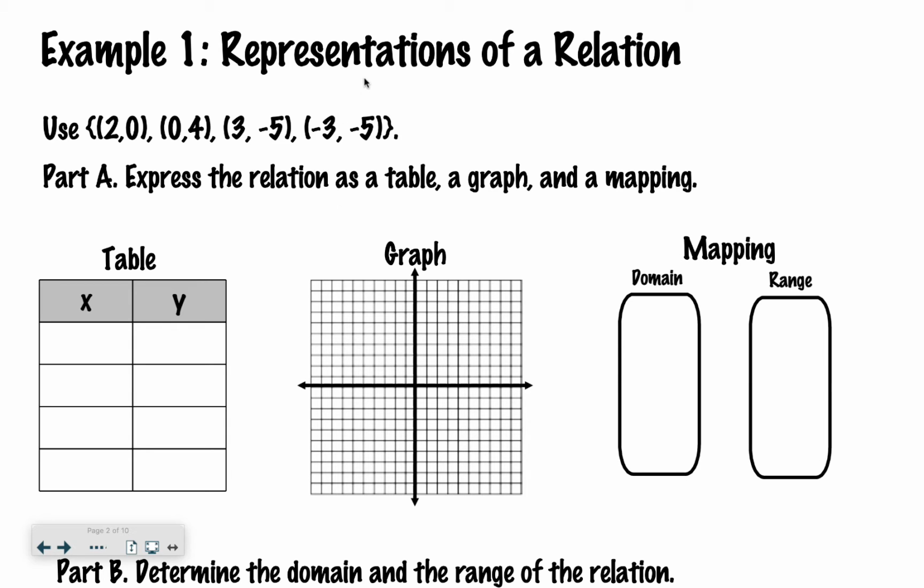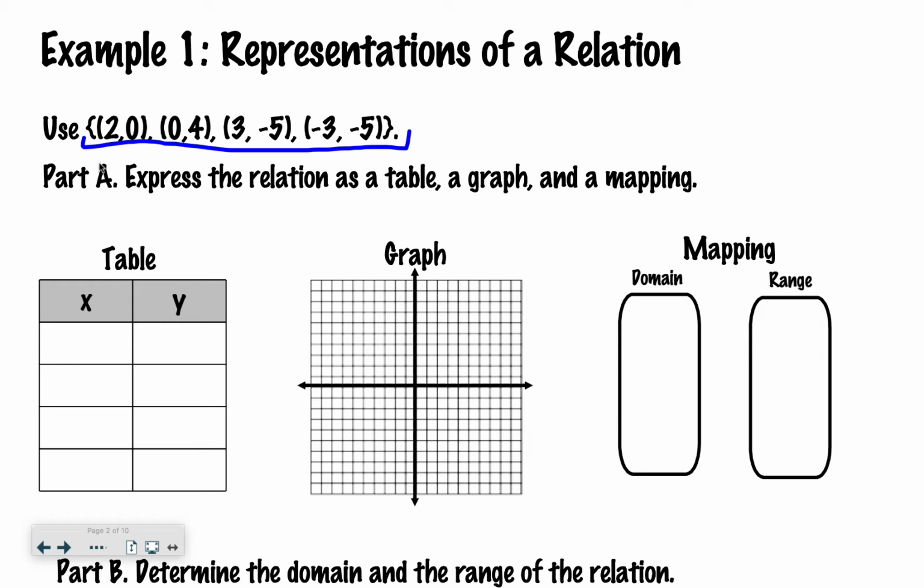If we are looking at the following points, we're going to use the points (2, 0), (0, 4), (3, -5), and (-3, -5). Those are the points we're going to use, and we are going to display them as a table, a graph, and a mapping. So let's start with the table.